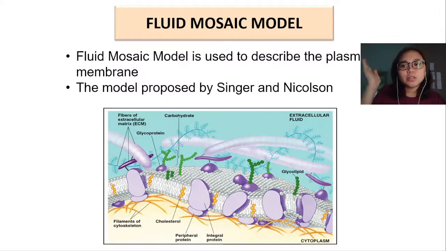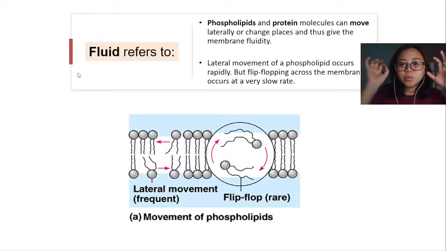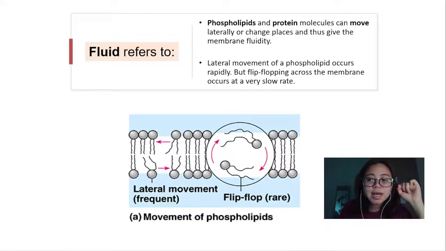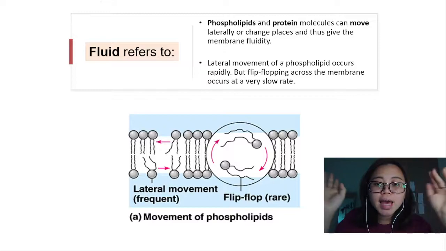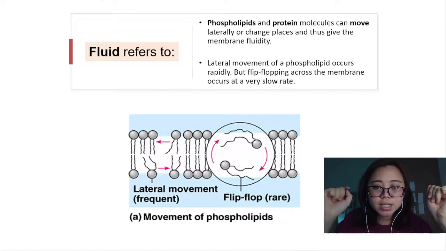So when we talk about the structure of the plasma membrane, we usually go by this theory suggested by Singer and Nicholson. Singer and Nicholson adalah nama saintis yang mengkaji struktur plasma membrane. Dan model yang diorang sarankan adalah fluid mosaic model. When they say the word fluid in fluid mosaic model, they mean that the phospholipid bilayer and the proteins can move laterally or change places and thus give the membrane fluidity.